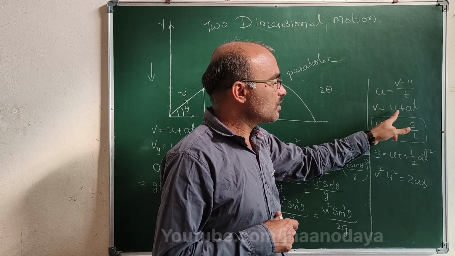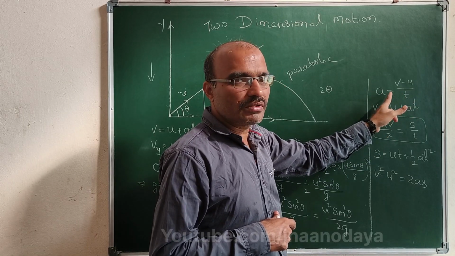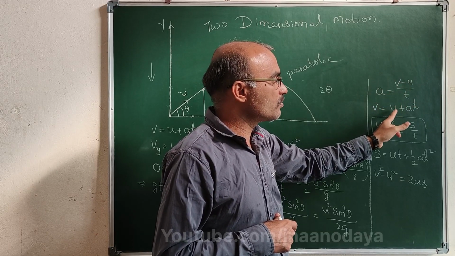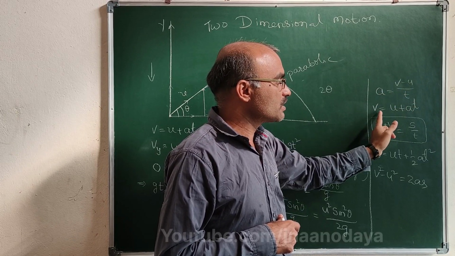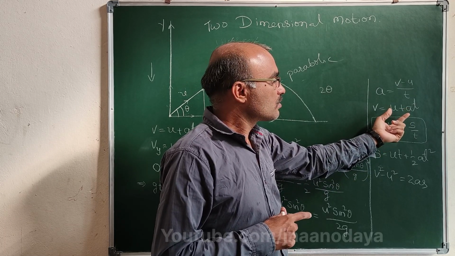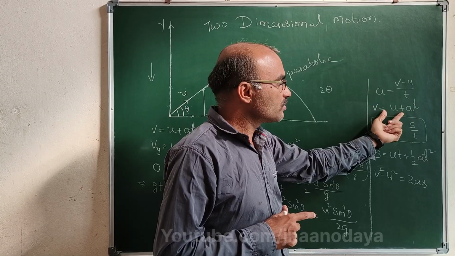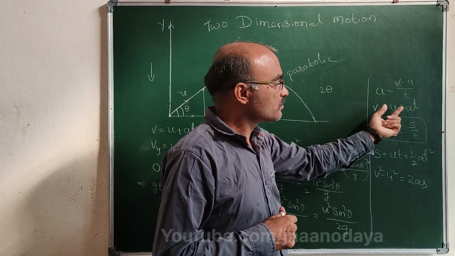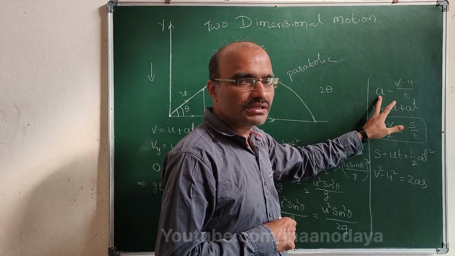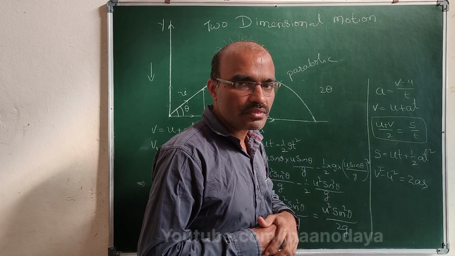The same formula, when t goes this side, will become a into t, and minus u when it comes this side will become plus u. So u plus at is equal to v, right? Both are the same formula. Actually both are the same formula, but they look different. Here the subject is v.